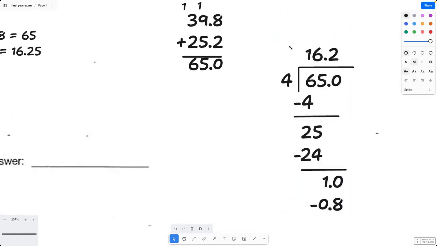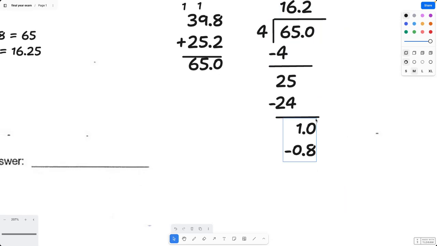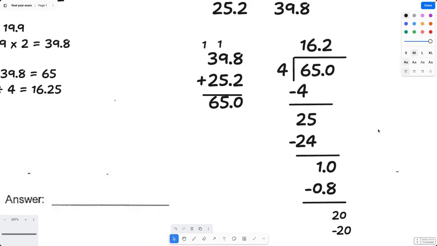Oh, this is very big. I'm gonna make it a little bit smaller. So I see over here, this will give us 2, right? So 2. So we need to bring 0 because we cannot have 2 minus 4. So we minus 20, which is 5. And there you go. So the answer to this is 16.25.